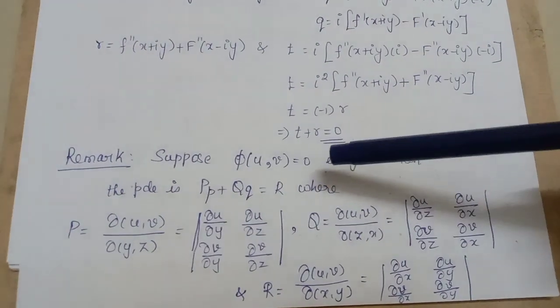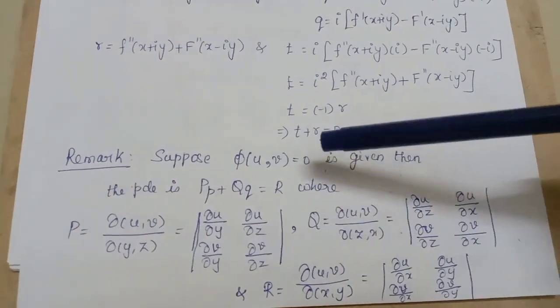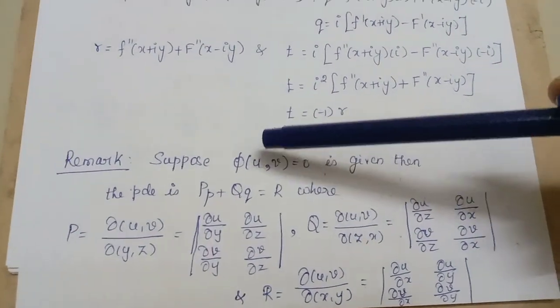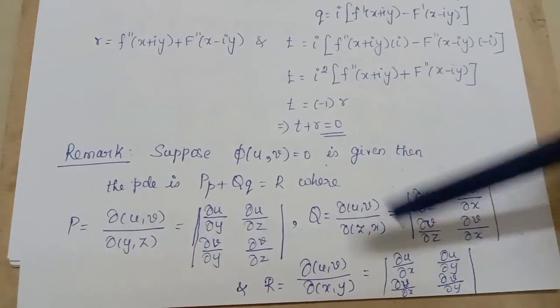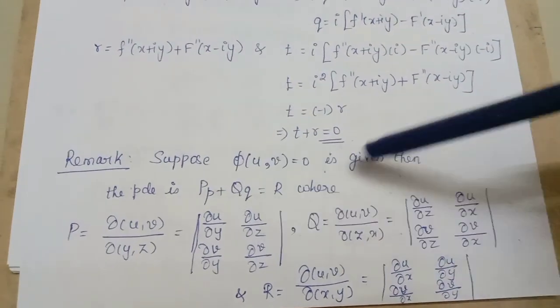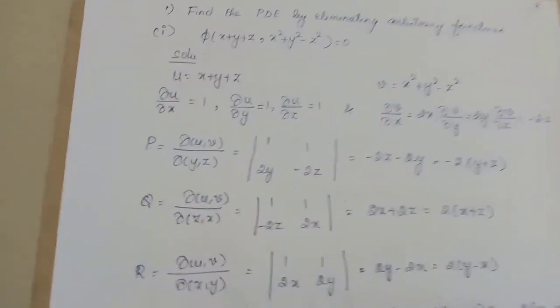So from the given function, you find out the first order partial derivative for this u and v, and substitute in this formula, find capital P, Q, R and write it in this form. That will give you the required PDE. Okay, we will see two examples for this type.